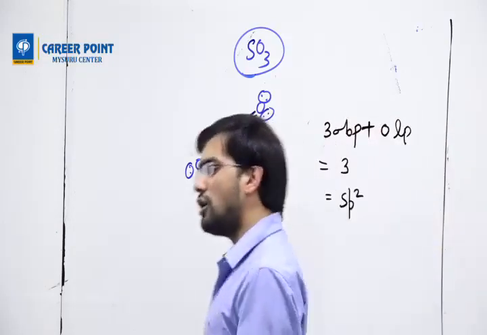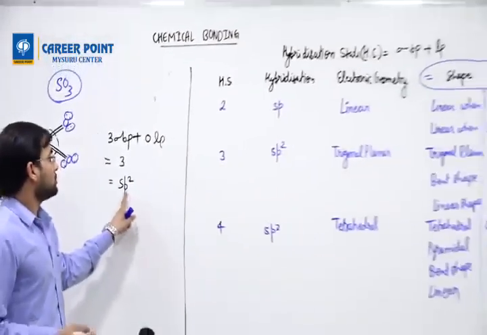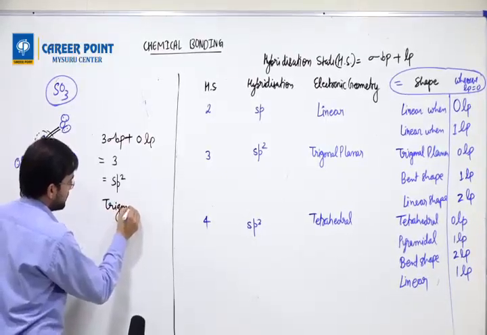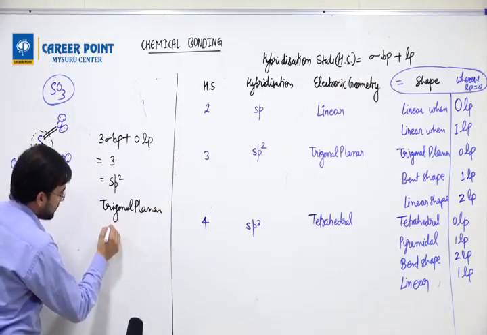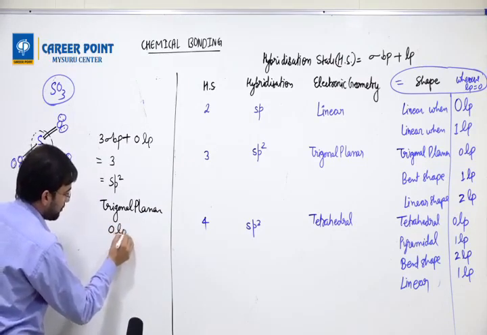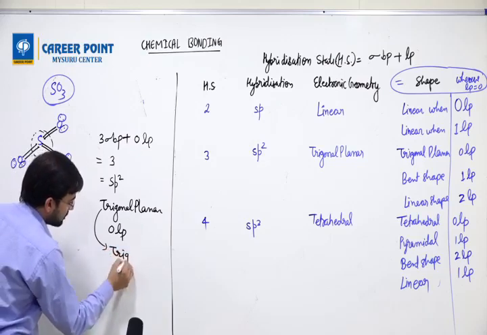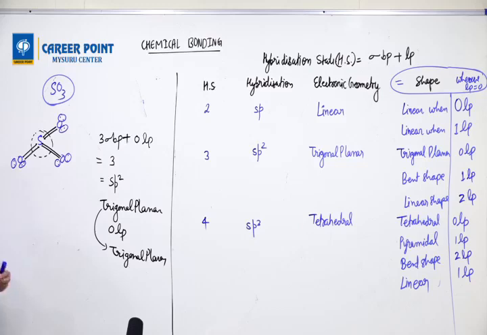So now you should also be able to say: how many lone pairs? 0 lone pairs. So once you know there are 0 lone pairs, you will write trigonal planar geometry. Then, because it has 0 lone pairs, its shape is also trigonal planar. But if I tell you one more deeper point, you will be able to memorize it.